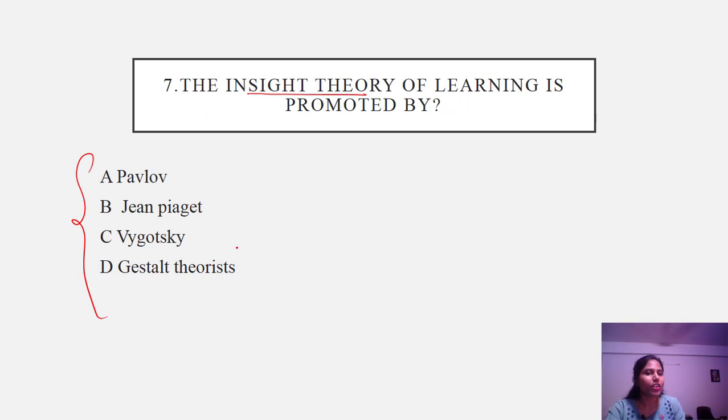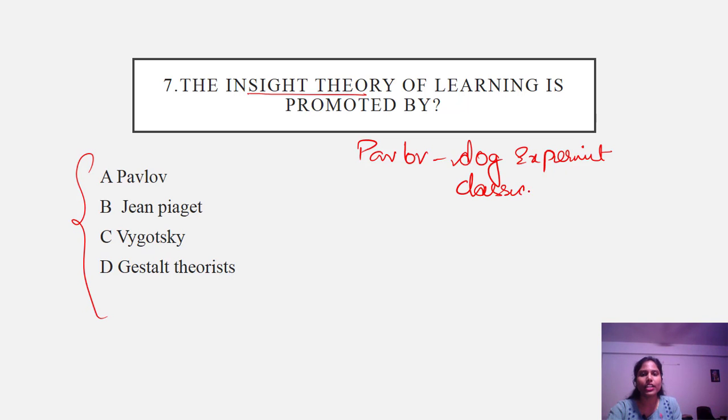These are important people, and you often get questions on them. These are the psychologists you need to remember. The first one is Pavlov. He is very famous for the dog experiment, which is also known as classical conditioning.